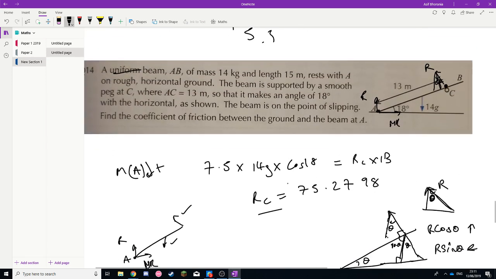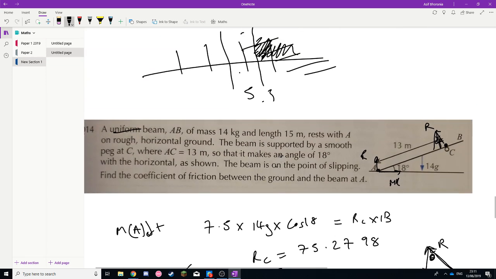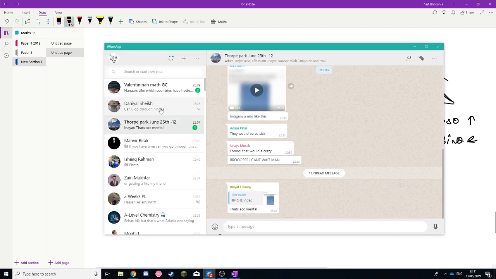Took way longer than it should, I think, in an exam. That would have been too long. Anything else? Go through hinges. Yeah, cool.